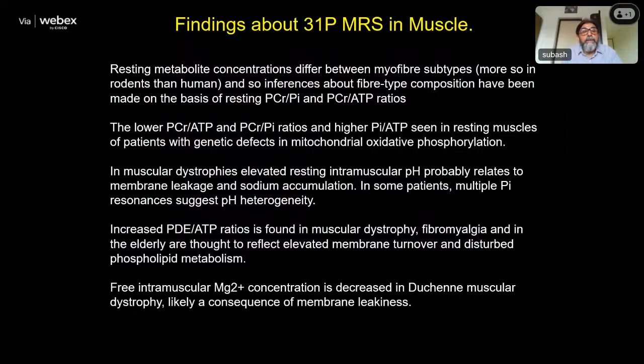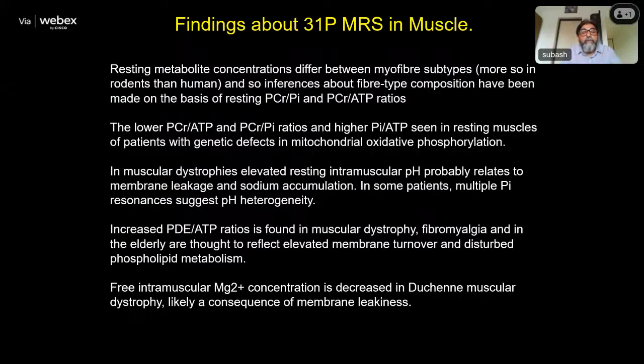myofiber subtypes in humans. Lower PCr/ATP and PCr/Pi ratios and higher Pi/ATP are seen in the resting muscle of patients with a genetic or mitochondrial oxidative phosphorylation defect. In muscular dystrophies, you will find an intracellular pH change, which probably relates to membrane leakage and sodium accumulation. In some patients, multiple Pi peaks suggest pH heterogeneity.